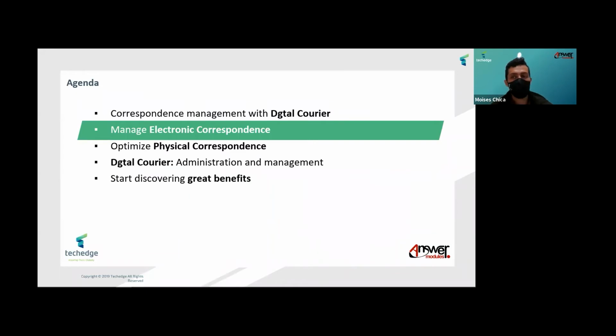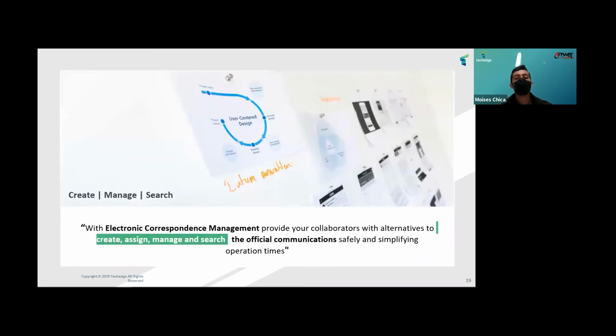So I will start now talking about the biggest core functionalities of Digital Courier, and the first one is electronic correspondence. What we looked for in electronic correspondence management was to provide your collaborators with different alternatives so that they can create, assign, manage, and search their own official communications safely, and simplify operation tasks. Give them control. That's the main idea. Give them control over their communications, the entire process: creation, management, and search.